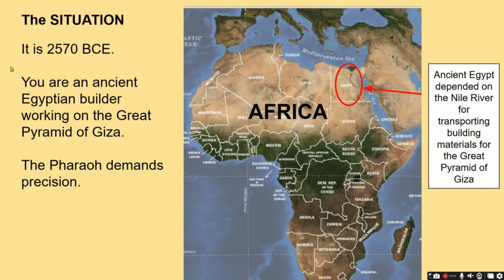The next slide describes the situation. It is 2570 before the Common Era. You are an ancient Egyptian builder working on the Great Pyramid of Giza. The pharaoh demands precision. I show the players where Egypt is, and I provide a caption describing the location.